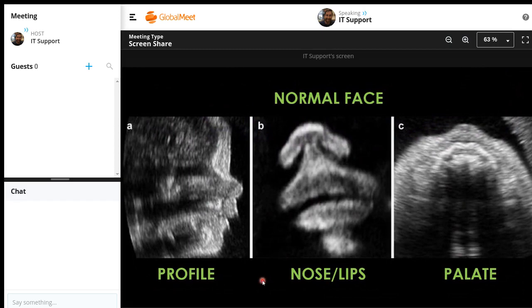These are just some images of a normal face. We have our normal profile, our normal coronal nose and lips. So nose, top lip, bottom lip, chin, and then palate. We can see the part of the palate here that ends towards the front of the face, and this is the palate itself.